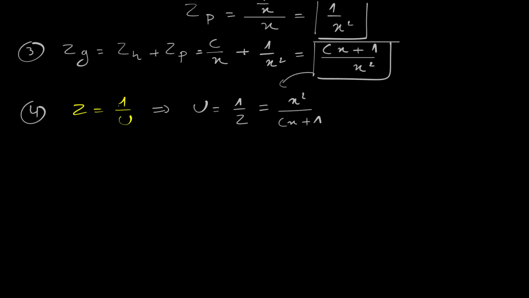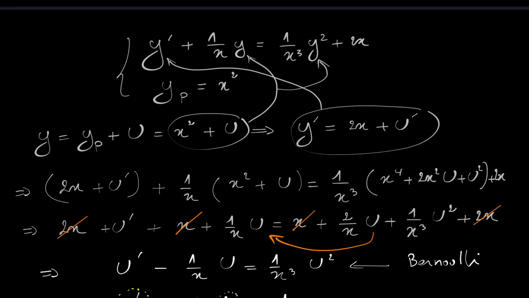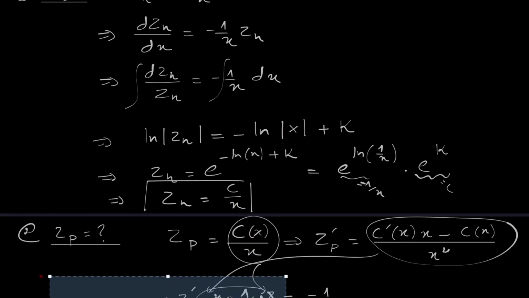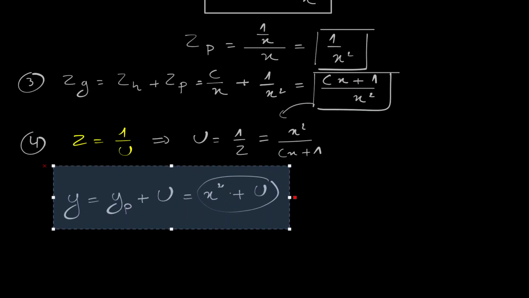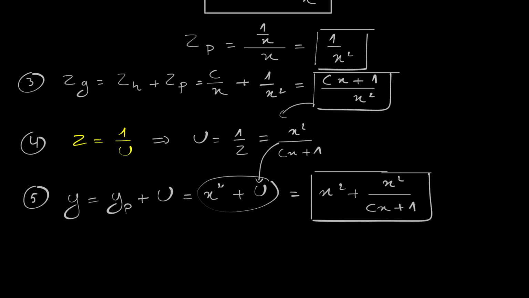Now we go back to our first substitution. Our first substitution was y equals x squared plus u. We simply replace here the value of u to obtain our solution for the original Riccati equation.